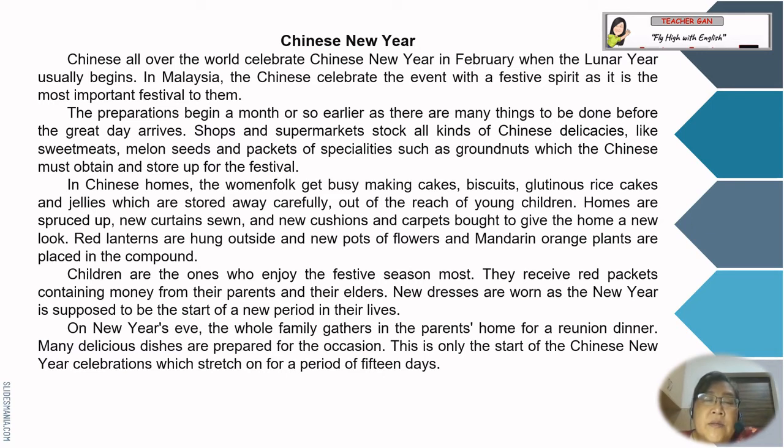Shops and supermarkets stock all kinds of Chinese delicacies like sweetmeats, melon seeds, and packets of specialties such as groundnuts, which the Chinese must obtain and store up for the festival. In Chinese homes, the women folk get busy making cakes, biscuits, glutinous rice cakes, and jellies, which are stored away carefully, out of the reach of young children. Homes are spruced up, new curtains sewn, and new cushions and carpets bought to give the home a new look. Red lanterns are hung outside, and new pots of flowers and mandarin orange plants are placed in the compound.